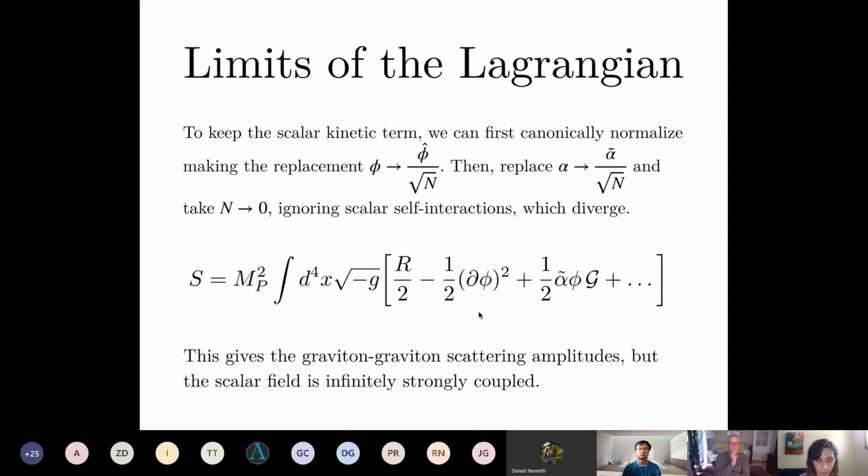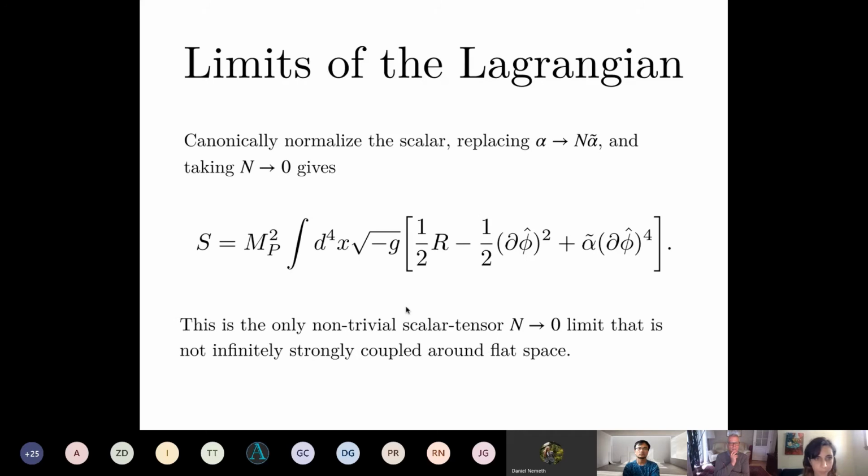And this is the same one we were finding when doing the graviton scattering. But this one is also infinitely strongly coupled because of those scalar terms that are diverging. Okay, and then if we make that third replacement that we found, which is alpha goes to n alpha, and take the n to 0 limit, we get this Lagrangian here. And this is that d phi to the 4 Lagrangian. And this is the only non-trivial scalar-tensor one that is not infinitely strongly coupled around flat space.